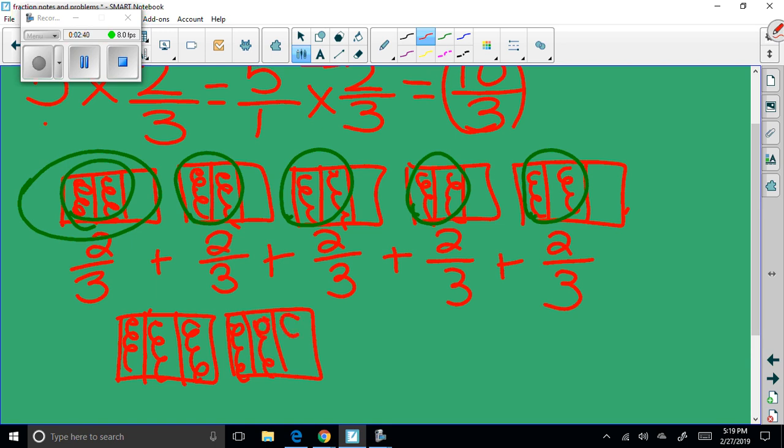So 1, 2, and then 2 more here. So 1, 2, and then 2 more in the last room. 1, so 1 and 2. So altogether, 1, 2, 3, 4, 5, 6, 7, 8, 9, 10 thirds.